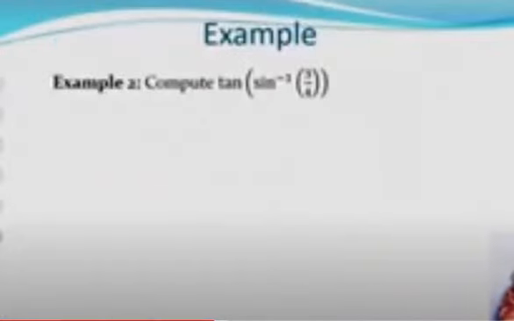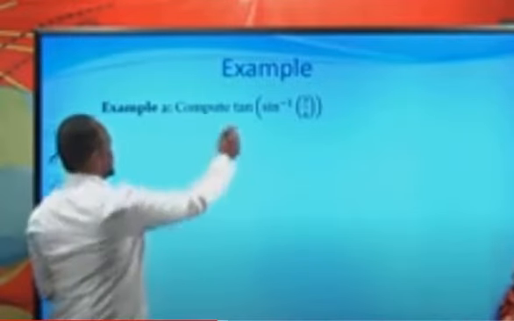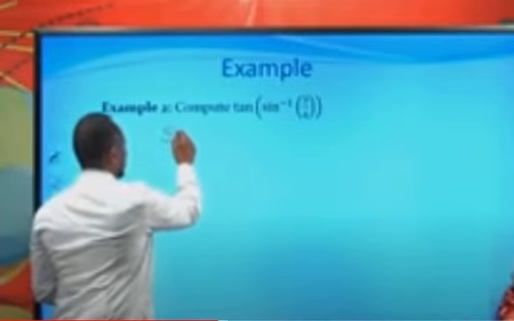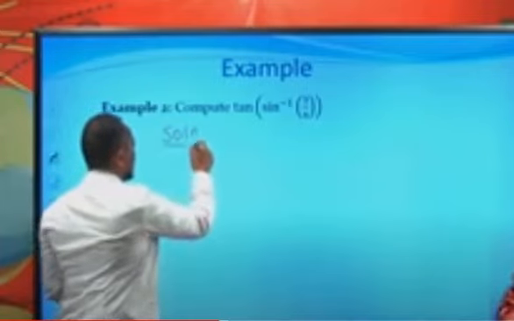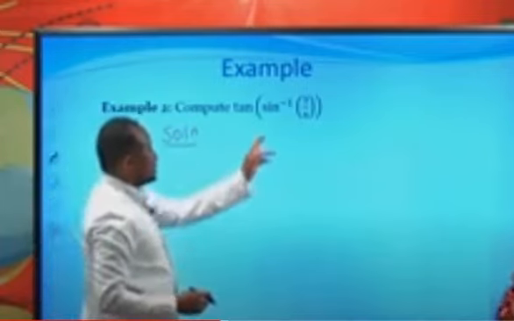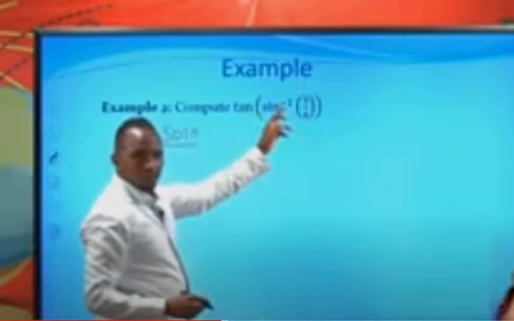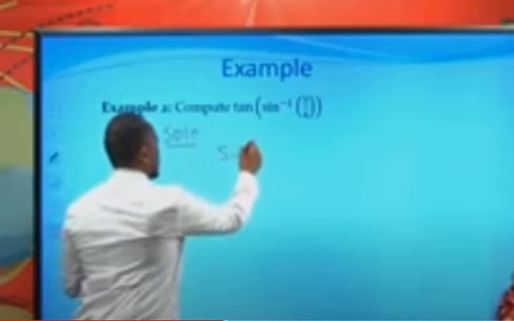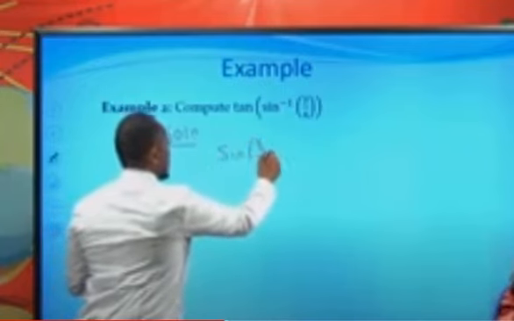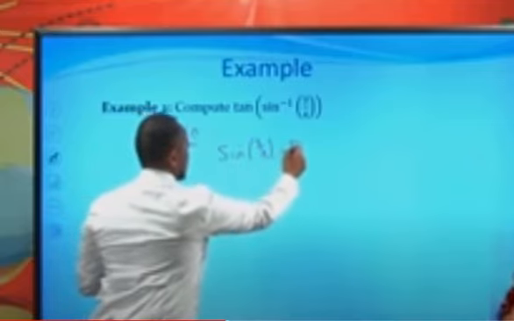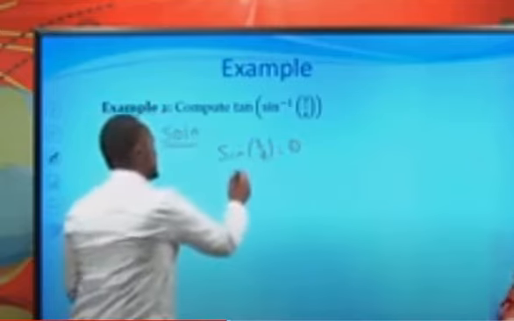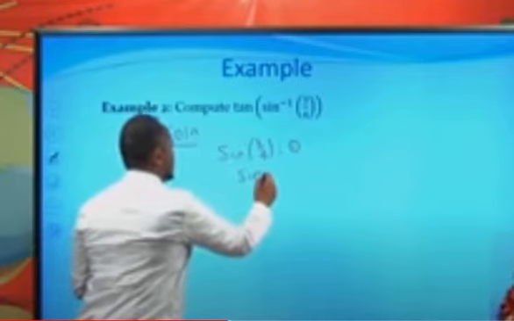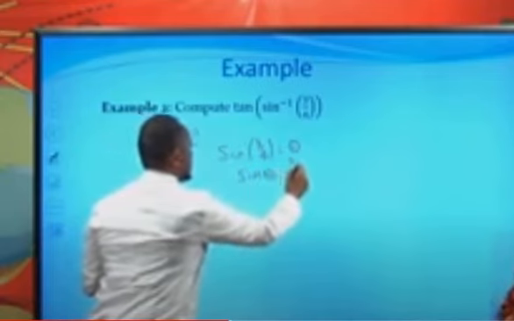Okay, here it says compute tan of sine inverse of 3 over 4. To solve this, let's assume sine inverse of 3 over 4 to be theta. So sine inverse of 3 over 4 is equal to theta, and sine of theta gives you 3 over 4.